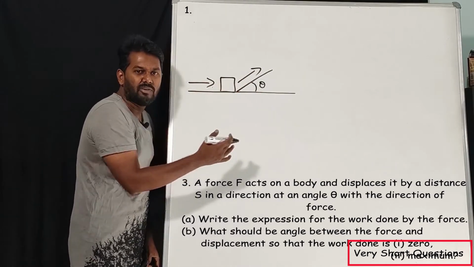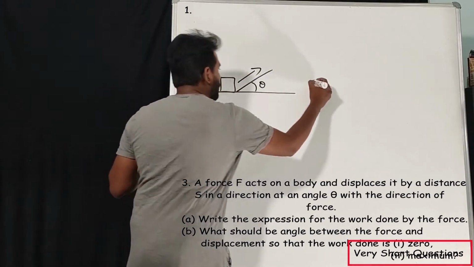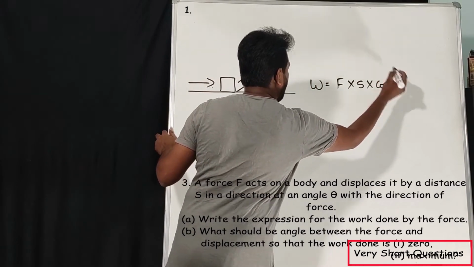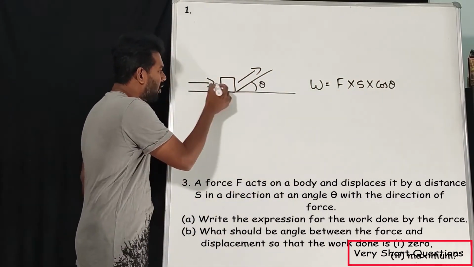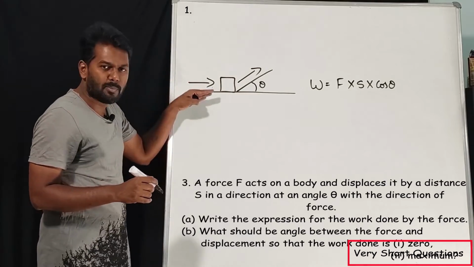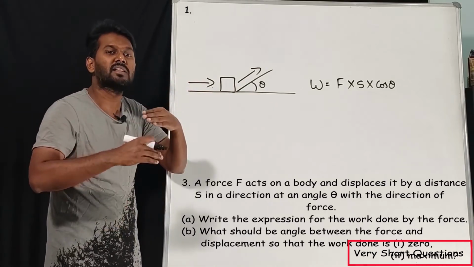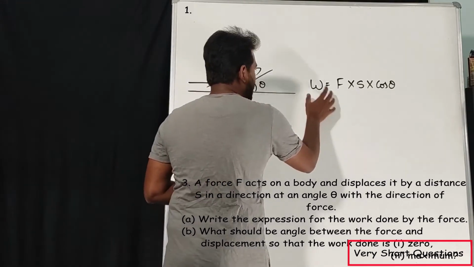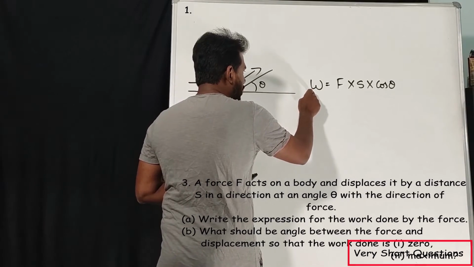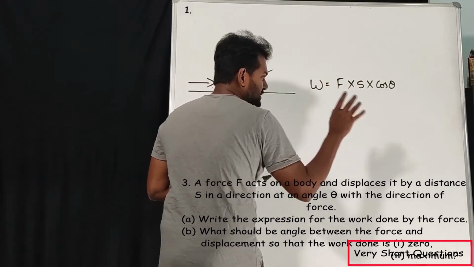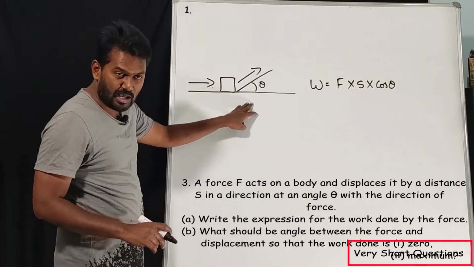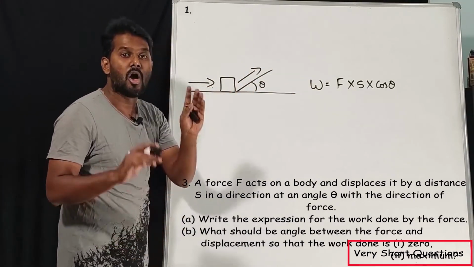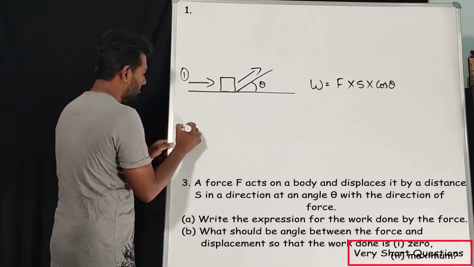Whenever there is an angle, whenever there is a theta, we have to use W is equal to F into S into cos theta. If both are in the same direction, if the force applied and the object moved are in the same direction, then there will be no theta. Then the expression to find the work done is work done is equal to F into S. That's it. Now we have a theta, that is why we have an angle between the force applied and the displacement. That is why we are using cos theta. So this is the answer for the first one.